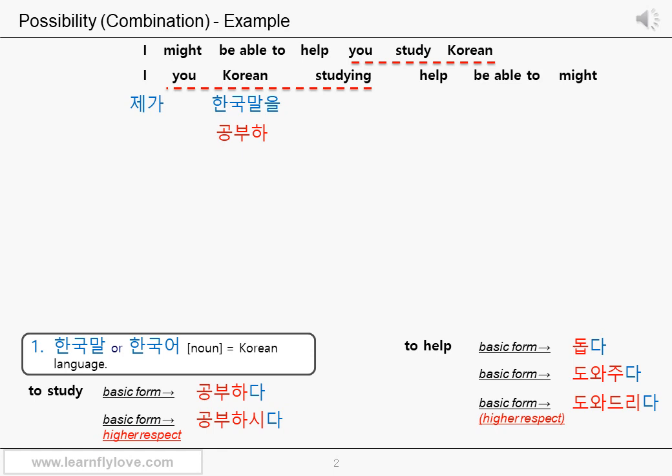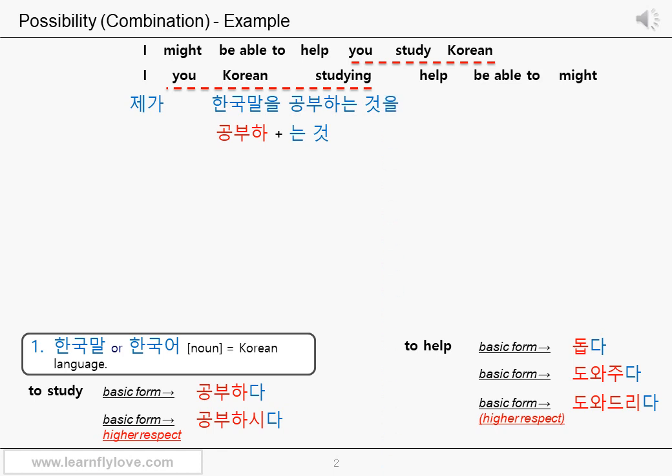How did you simply turn a stem into a noun form? What did you use? 공부하다 is a verb. Therefore, you just need to add 는 and 것. 는 것. 공부하는 것. Okay? Korean studying. 한국말을 공부하는 것. The entire phrase is an object of the verb help.